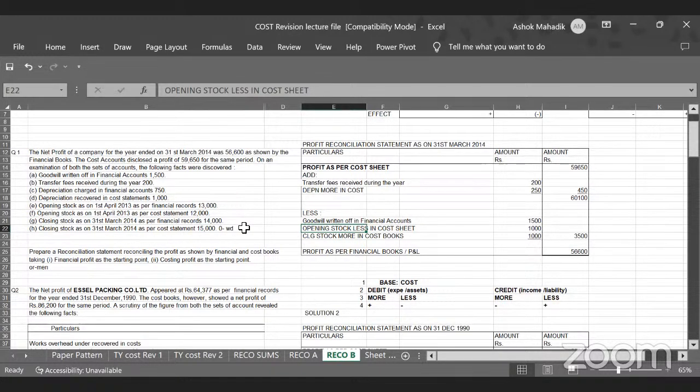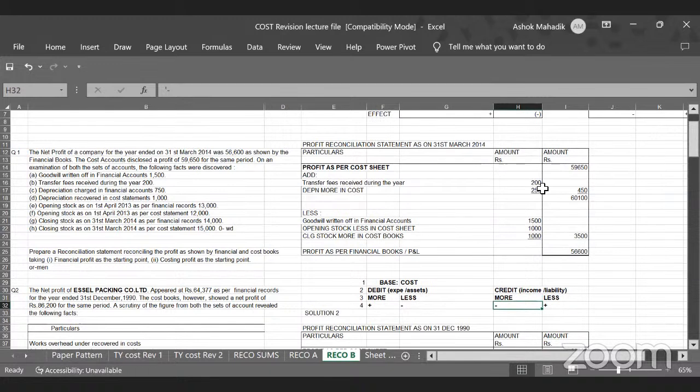Next item, closing stock. In financial it is 14,000. In cost it is 15,000. Okay. So first tell me whether it's a debit or credit. Closing stock appears on the credit side, so it's a credit item. And in cost record it is more. Below more is written less, so it will go to less. Closing stock more in cost, 1,000.